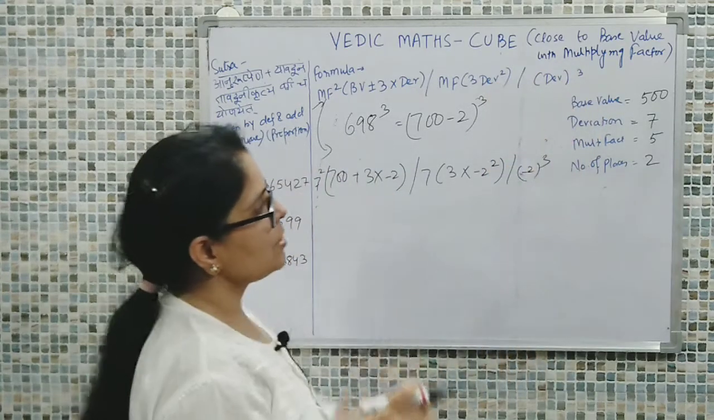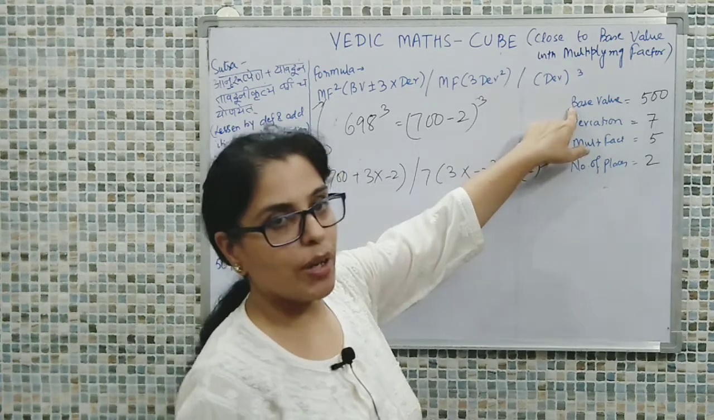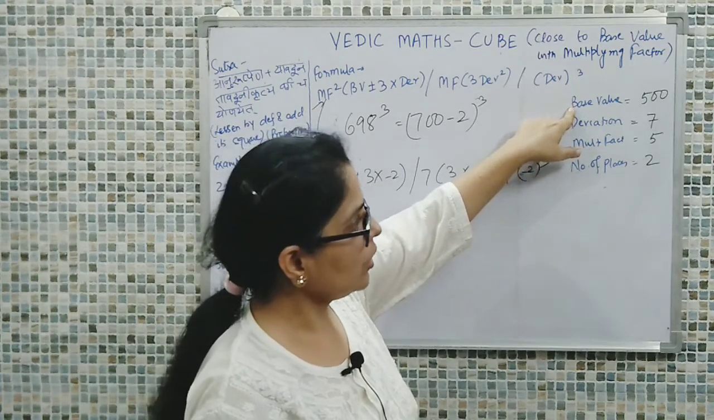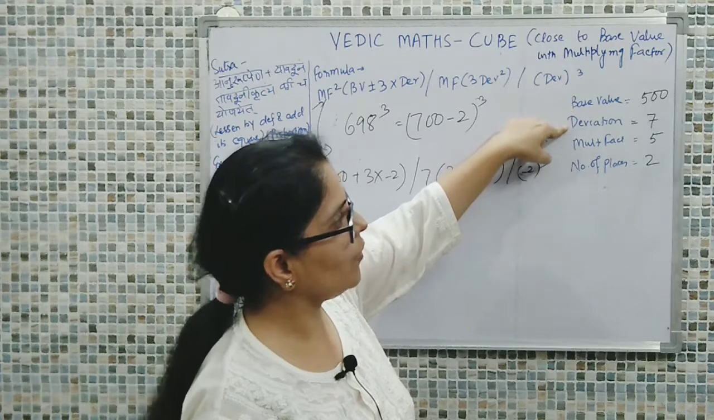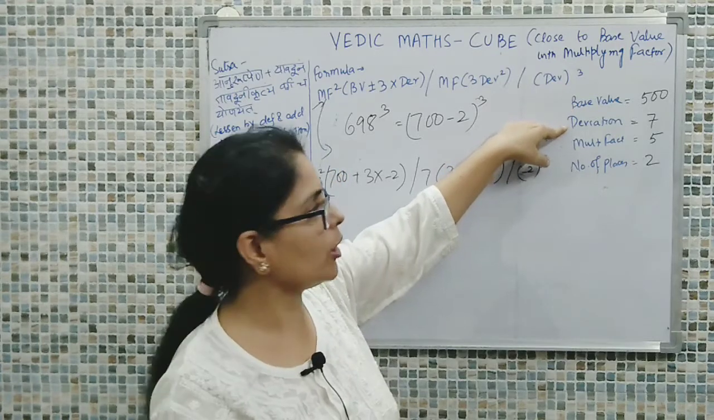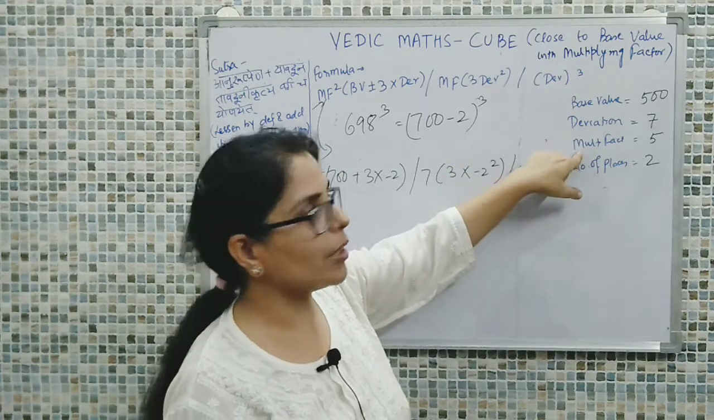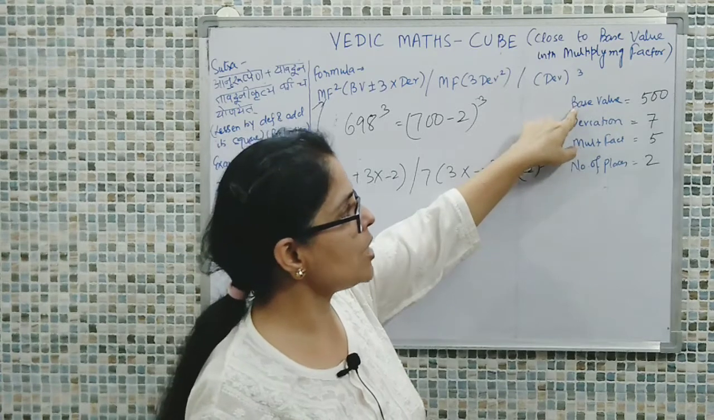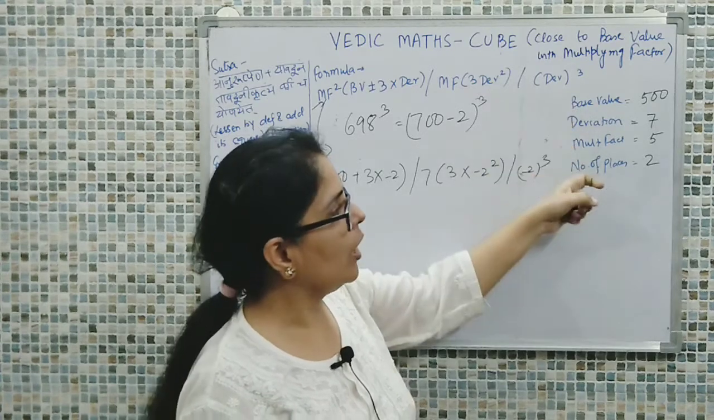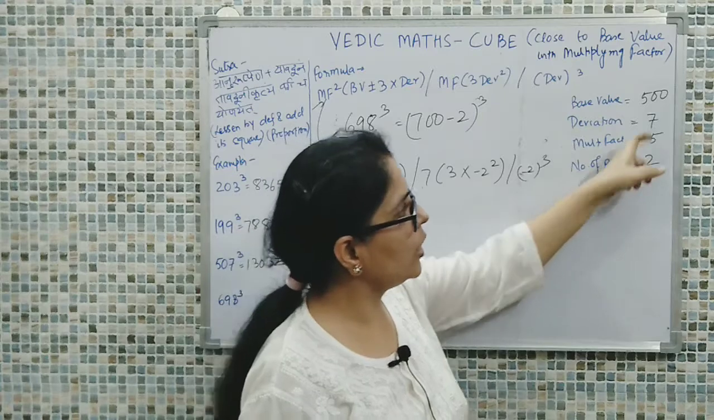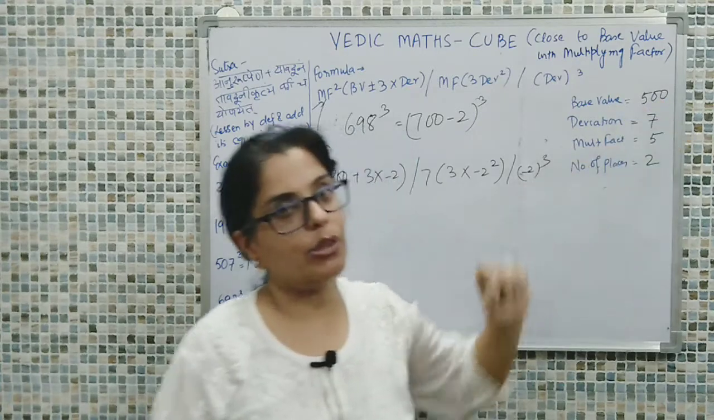And what are these terms? Base value is the reference value that particular number is closest to. Deviation is how much above or below that particular value is. Multiplying factor is what we get when we divide the base value by powers of 100, and the number of places is governed by how many zeros we have in the base value.